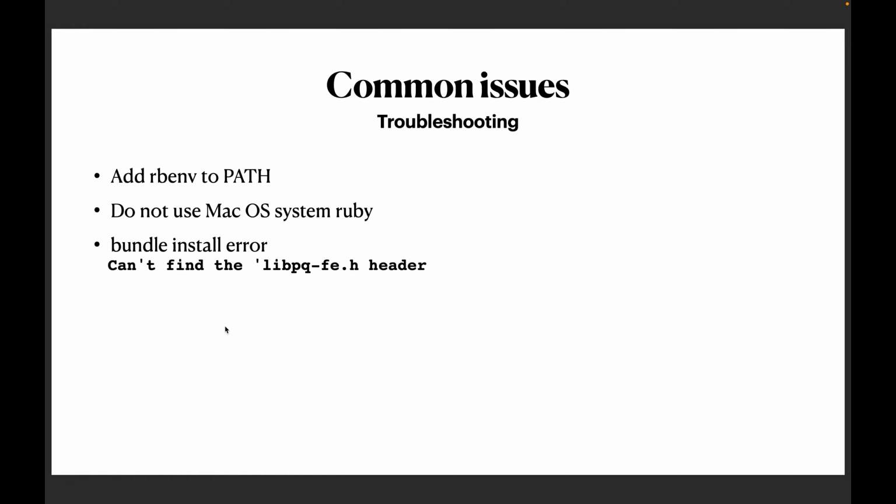All right, let's go over some common issues. So the first one is adding rbenv to path. You also have to add Homebrew to path, and we'll go over the steps to do this. The second one is don't use the macOS system Ruby. It's out of date and inflexible, so make sure to always use the rbenv Ruby. And then after we go through all the steps, we'll go through a common bundle install error where you can't find the libpq header.